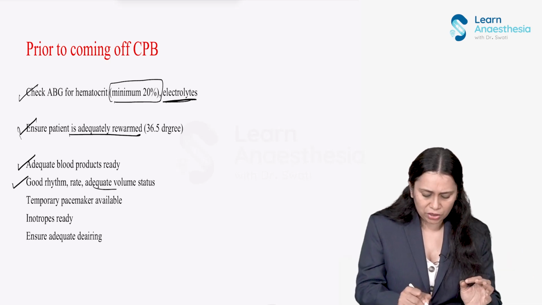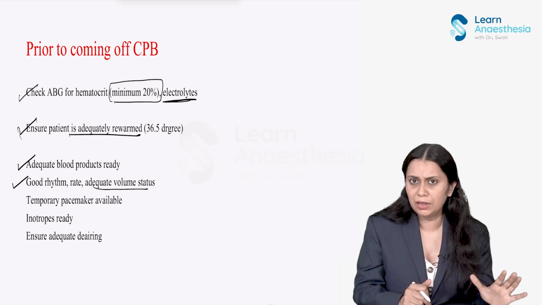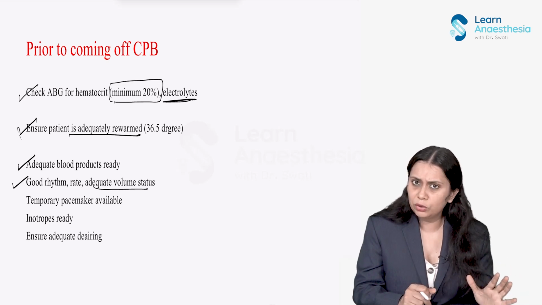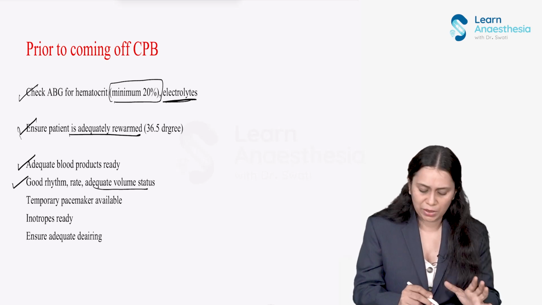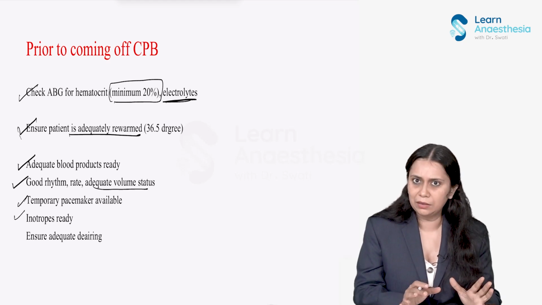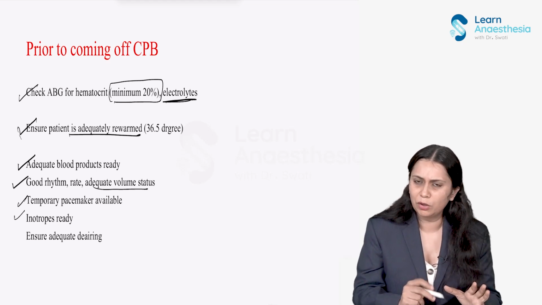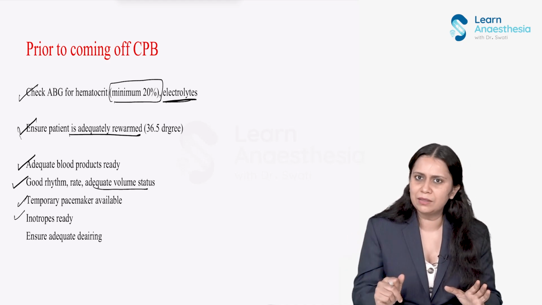And volume status should be adequate. The availability of the pacemakers should be there. Number of times the patient goes into arrhythmia and bradyarrhythmia, etc. So we should have the availability of the temporary pacemaker. Inotropes should be ready, in case we have to start the inotropes. On minimum infusion of the inotrope, the baseline we can start.